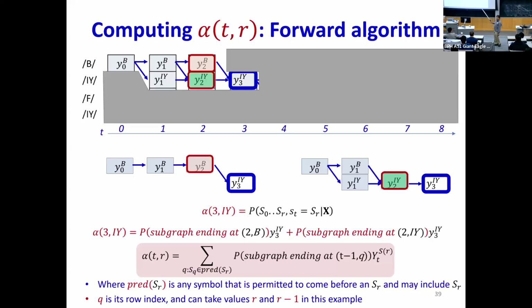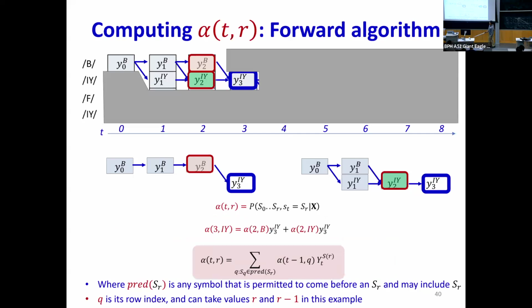So this is simply going to be alpha 2B, right? Yeah. The total probability of all paths that end up here. What is this guy? Alpha 2E. And so I can just replace this by alpha 2B times Y3E, that's this one, plus alpha 2E times Y3E. This makes sense, the way I did it?